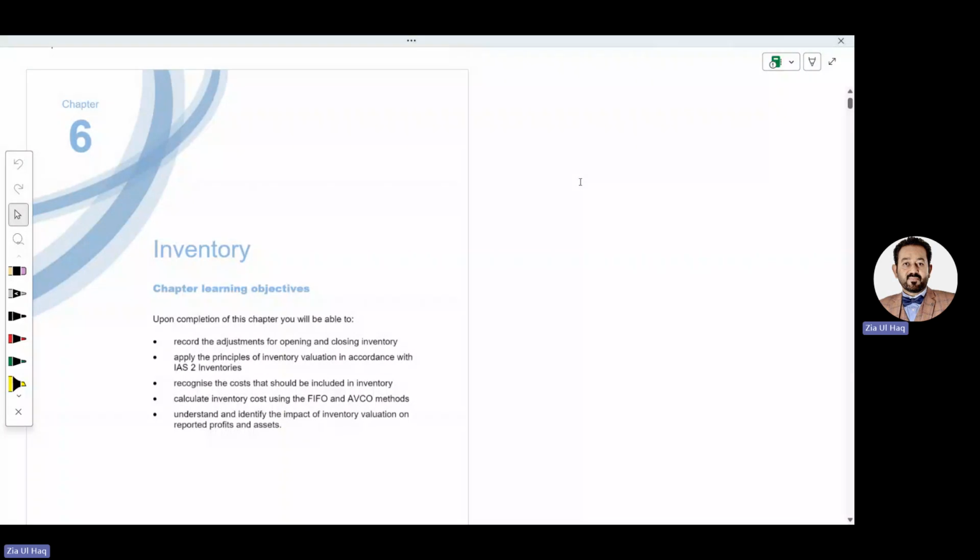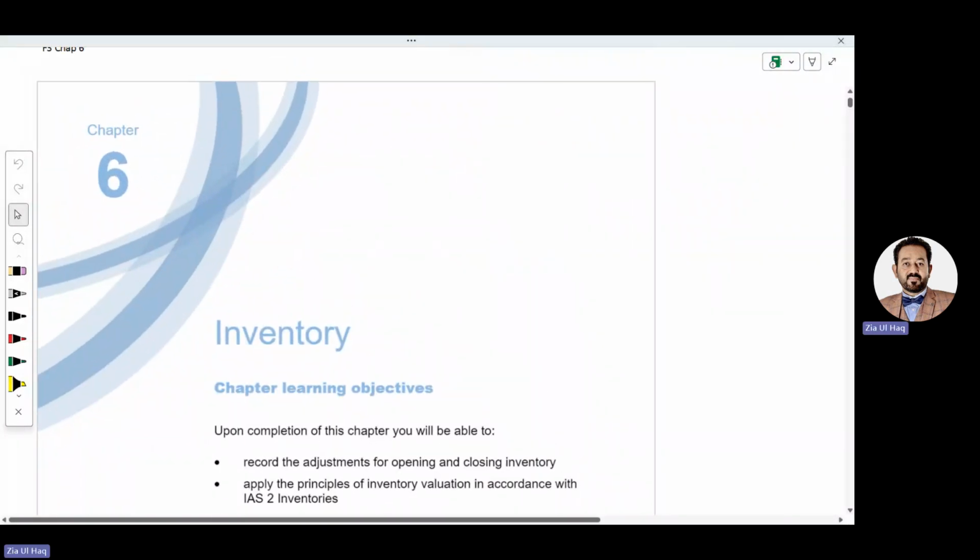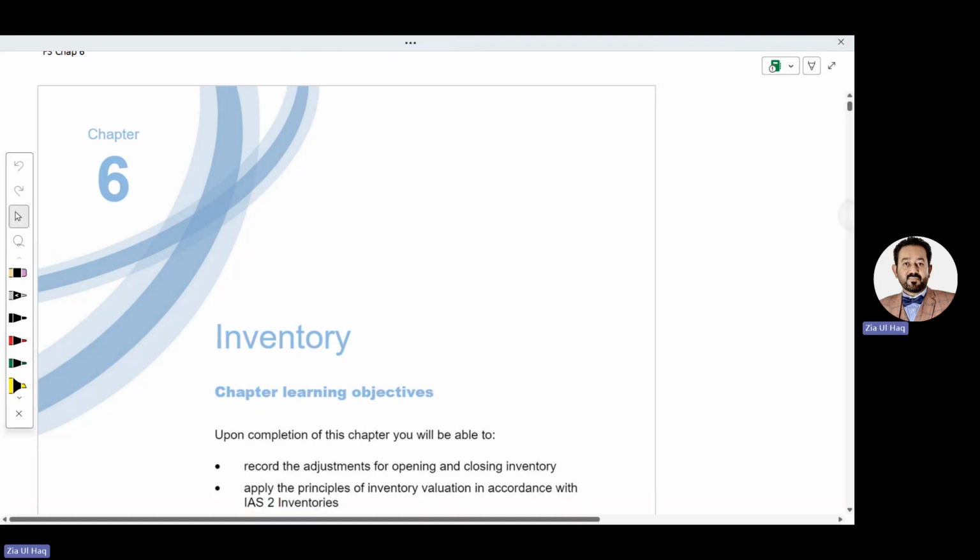So financial accounting, chapters 1 to 5 we have covered so far. Let's move towards chapter 6. And chapter 6 is about inventory. What is inventory?